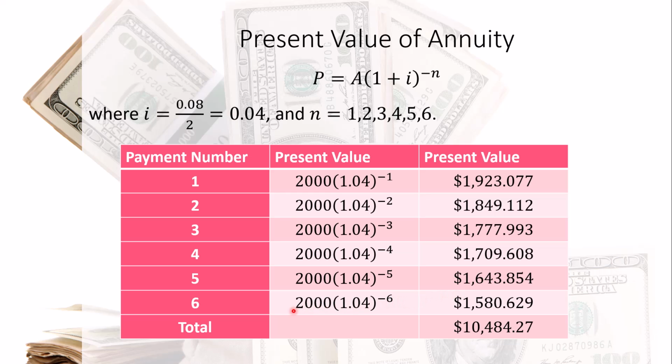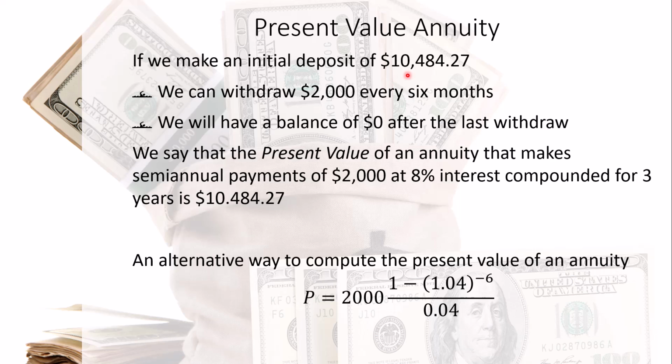And if you wanted to withdraw $2,000 in 3 years on your final payment, you would need to deposit $1,580.62. Now, if you added all this up, this means that you would need to deposit $10,484.27 now, so this account can produce for you $2,000 in 6 months, 1 year, year and a half, all the way down to 3 years, and you will have absolutely nothing in the account once you've taken out your last payment. So if we make an initial deposit of $10,484.27, we can withdraw $2,000 every 6 months, and we will have a balance of 0 after our last withdrawal.